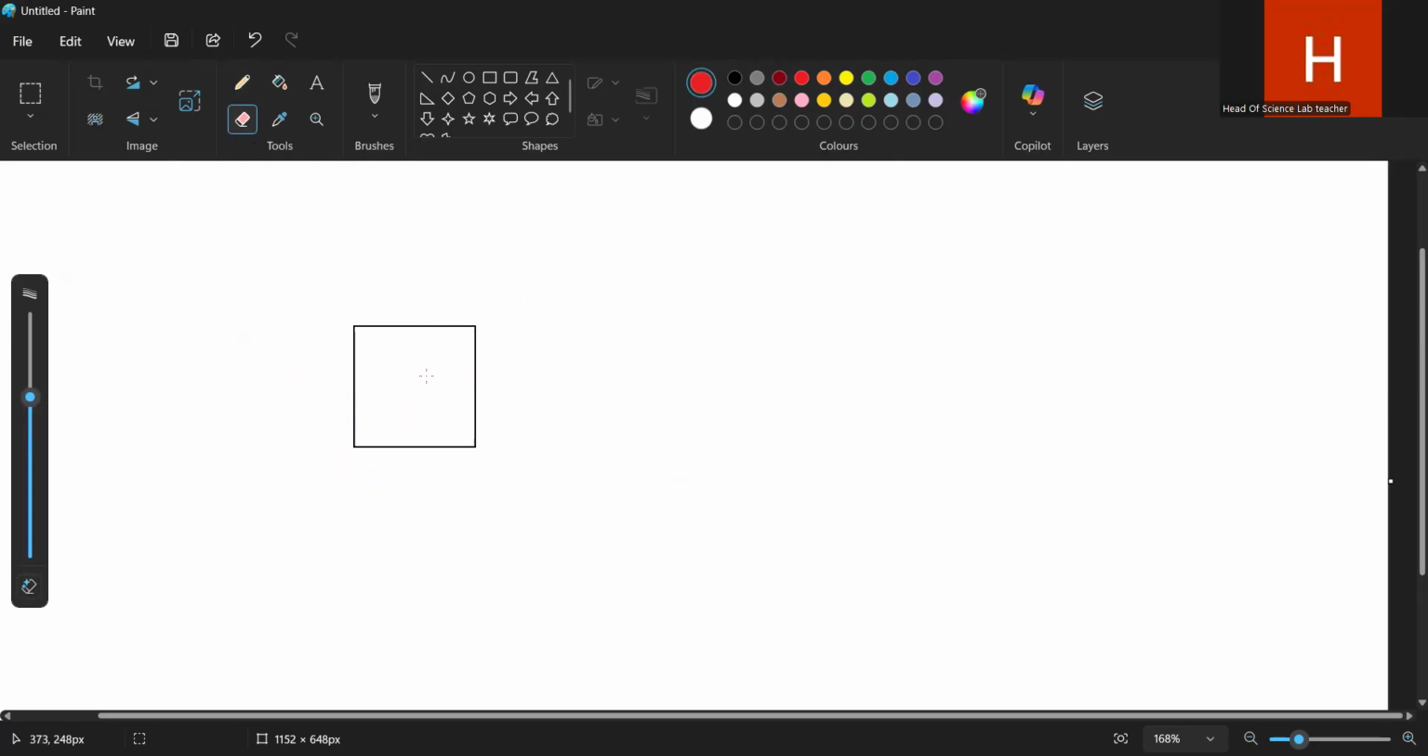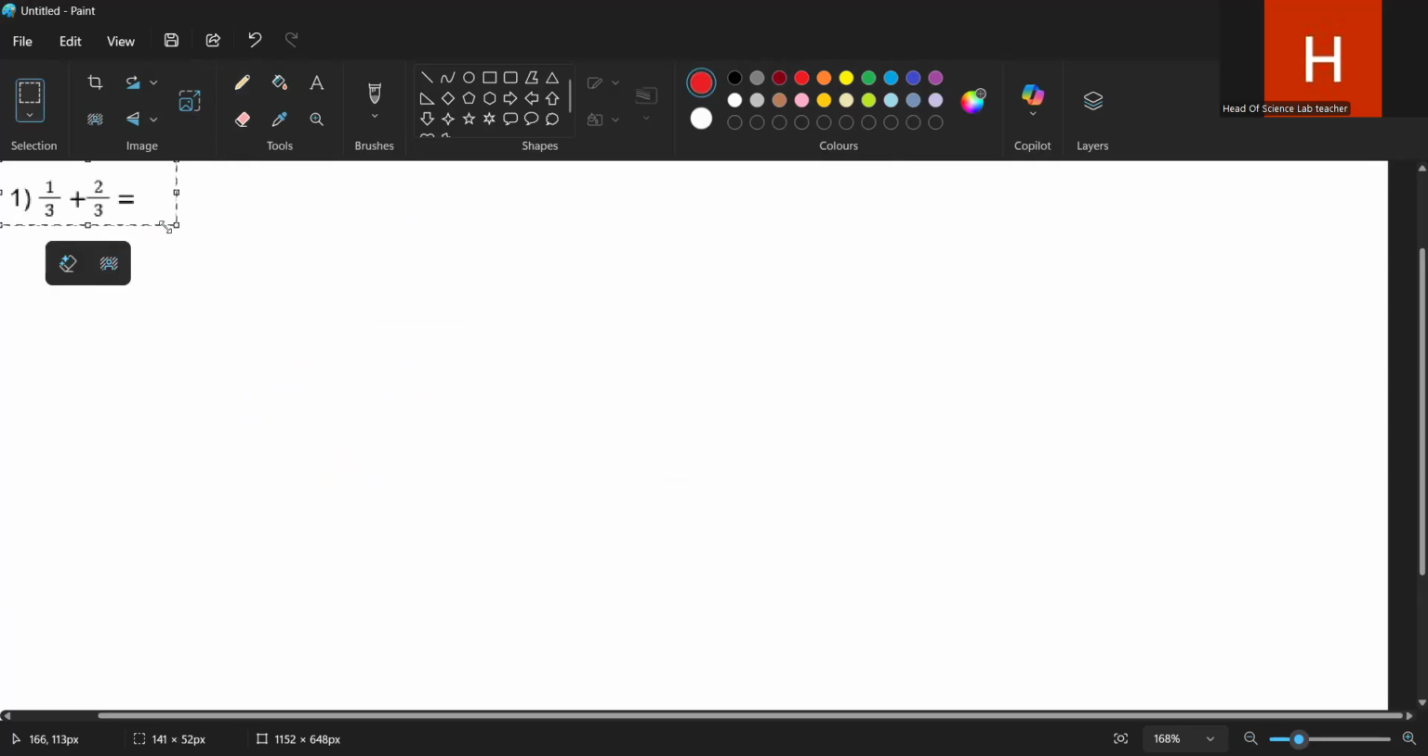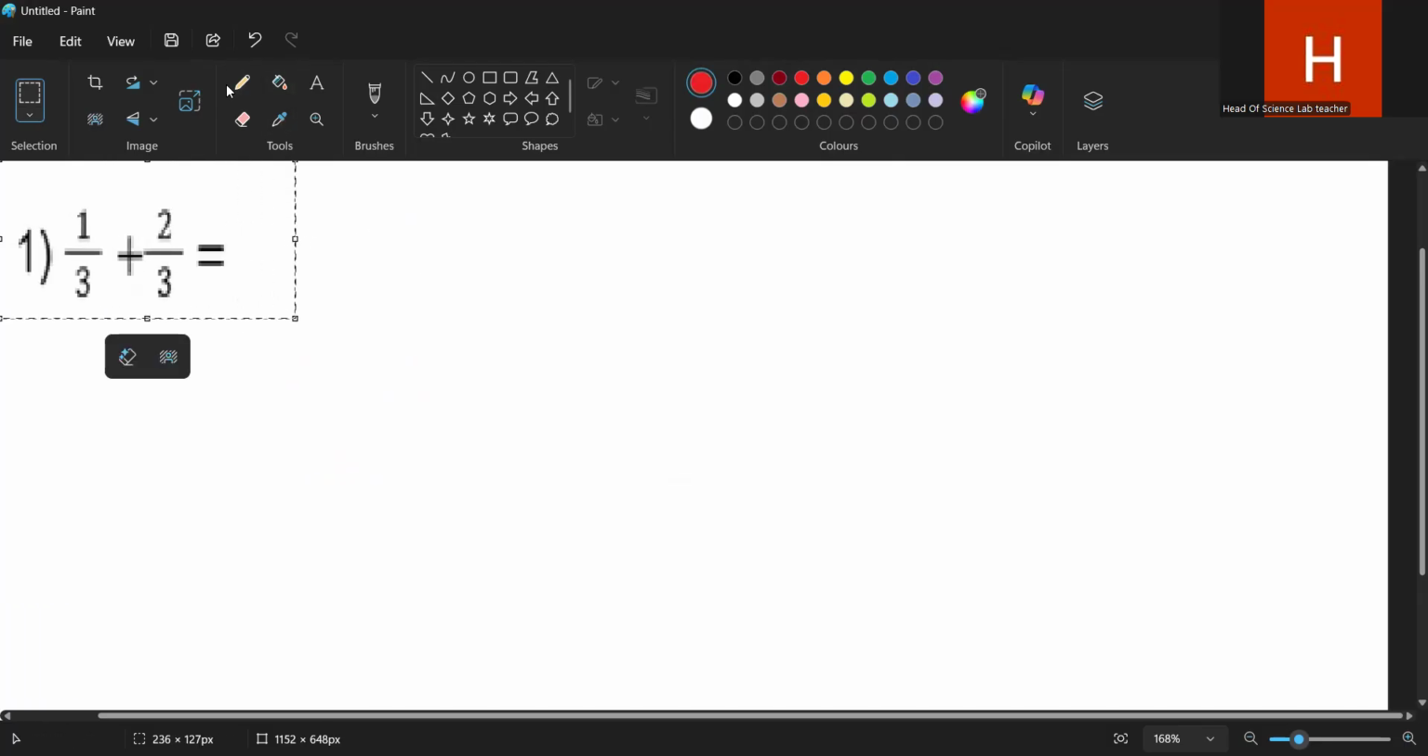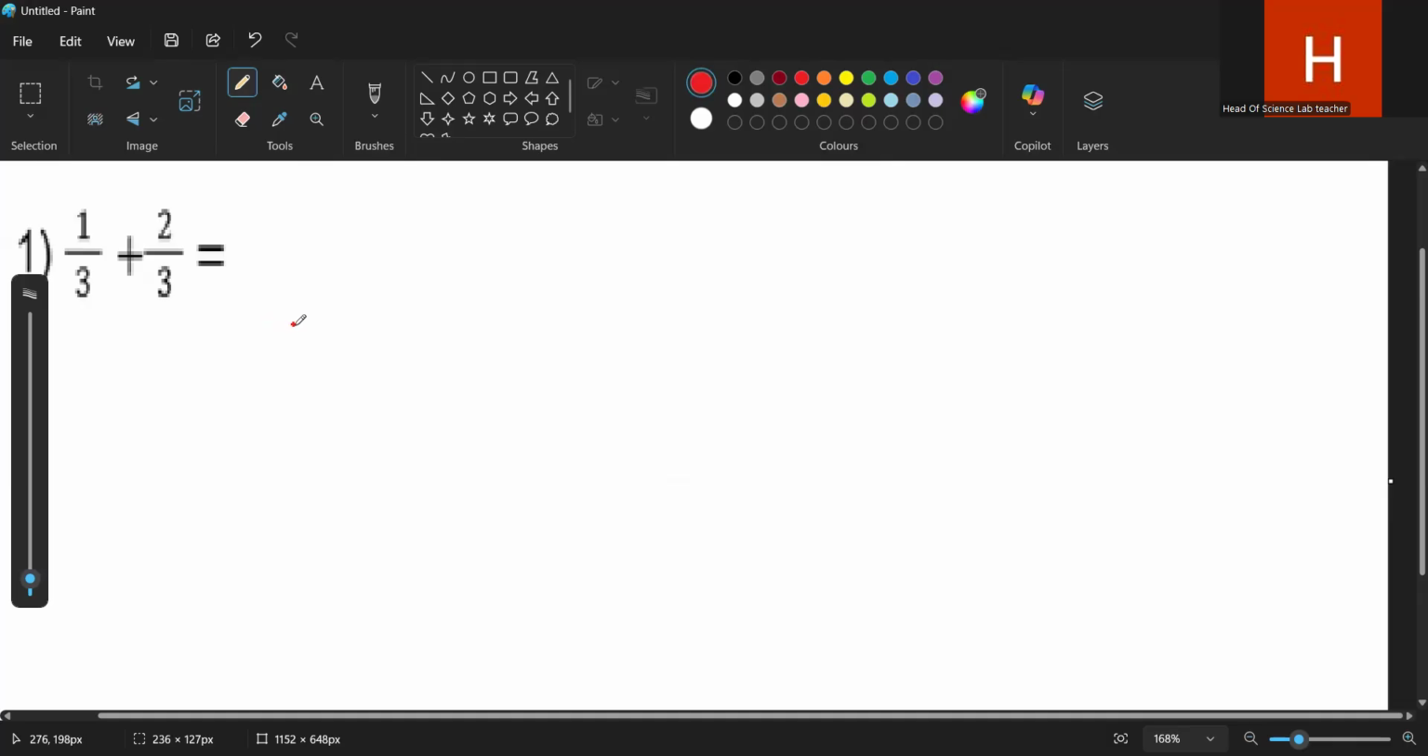Now that we've seen an example, let's try out some exercises. Here's exercise 1. Give it a shot. I'll give you a minute to pause the video and give this a try. Okay, now that you've had some time to pause the video, let's see how we solve this.